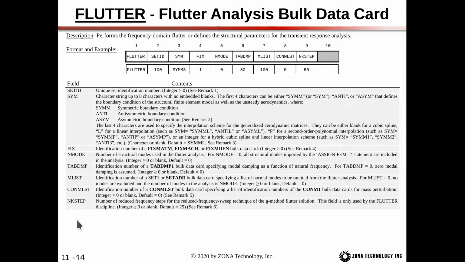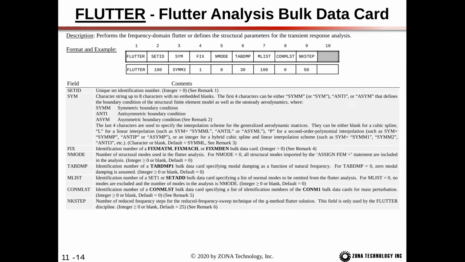Next is the mlist, which refers to a set1 or set add card to exclude normal modes from the Flutter analysis. And if mlist is blank or 0, then no modes are excluded. For ZEUS, by excluding modes, you'll cause ZEUS to skip the computation on those modes, so you will save computational time because ZEUS won't have to compute the aerodynamics for those modes.